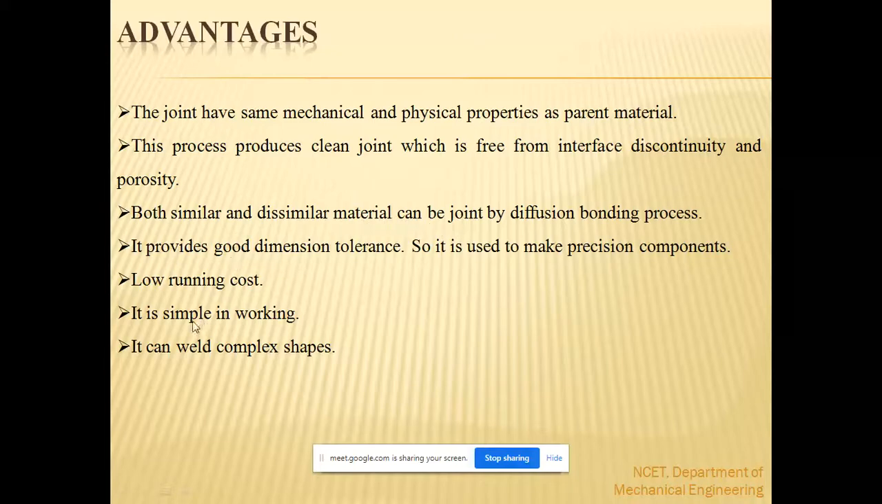That was another advantage. We can achieve good dimensional tolerance and high accuracy. Then the running cost is very low. The working process is very simple, and we can weld complex shapes. We can use different materials or different compounds. Then come to the next one.